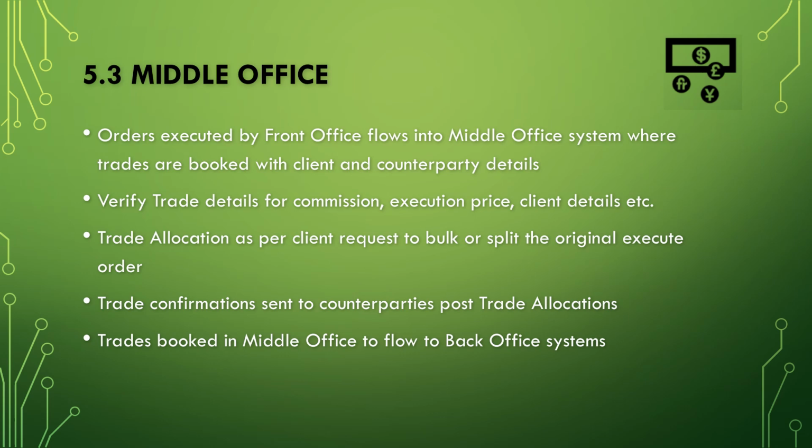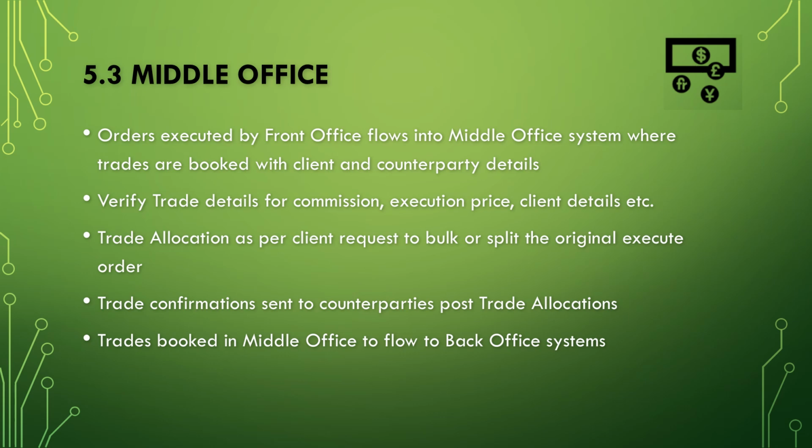Once the trade allocation is completed as per the client request, then the trade confirmations are sent to counterparties, which will contain the economic parameters of that trade, like trade date, settlement date, name of the security, security identifier, the price, quantity, and also the standard settlement instructions of that counterparty and the company's own standard settlement instructions, which will be populated from the back office systems.